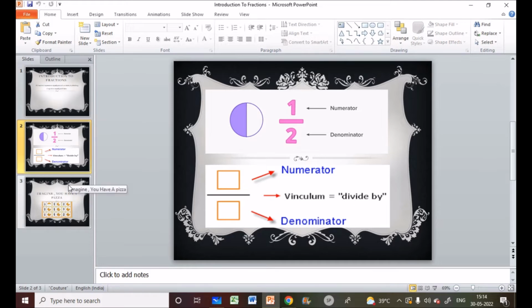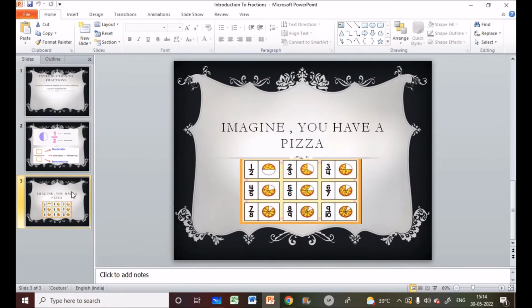So, I hope you understood, but I will give you an assignment so that you can practice and understand it more practically. Imagine you have a pizza. If possible, you can buy a pizza too. Oh, you may think, what an assignment, buying a pizza is an assignment. I hope you all like pizza.